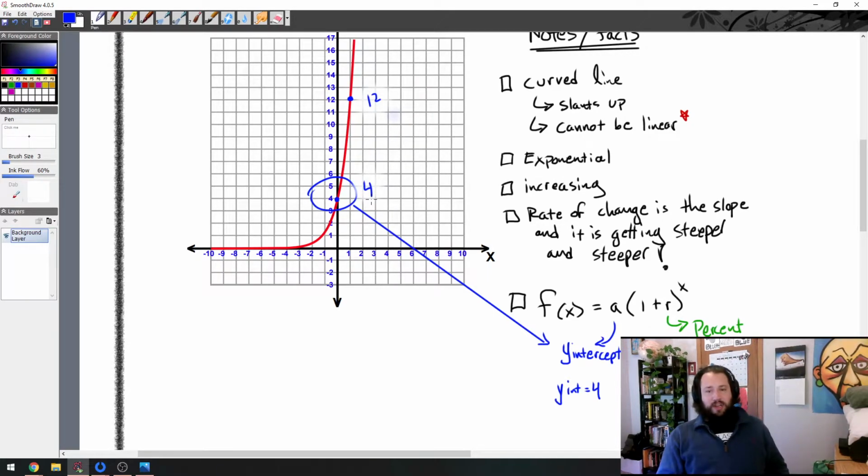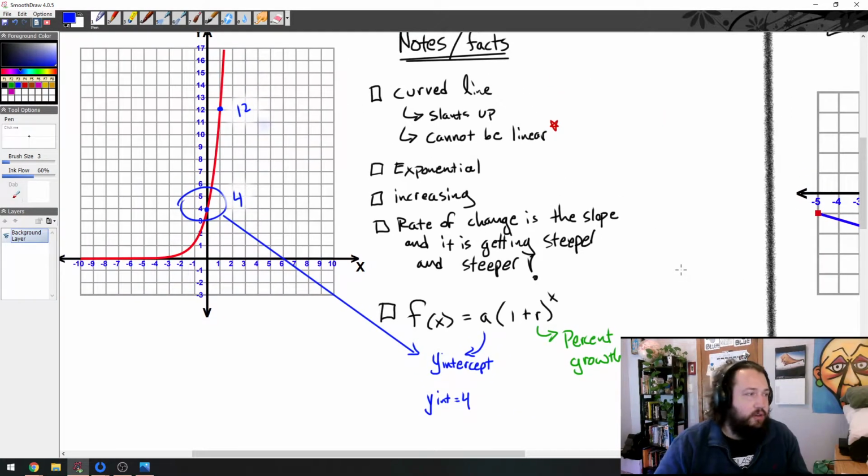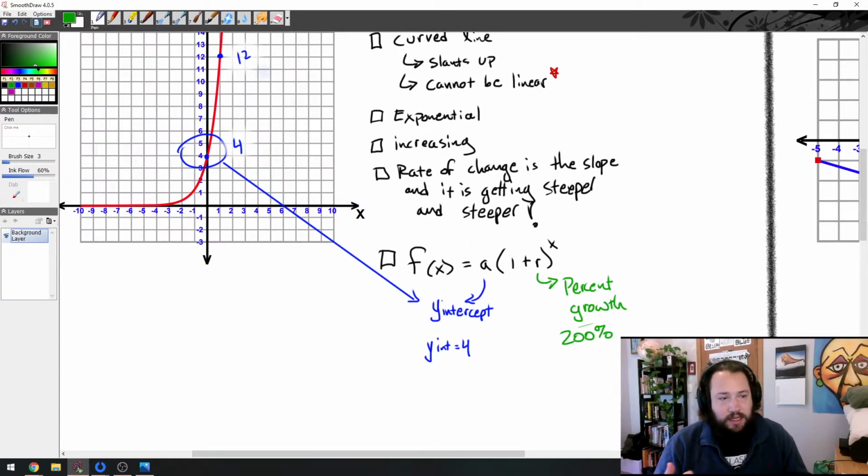That means I increased by 3. It was multiplying by 3. That is a 200% increase. Okay, so I would know that my increase here is 200%. In decimal form, it needs to be written in decimal form to actually fit in the equation.